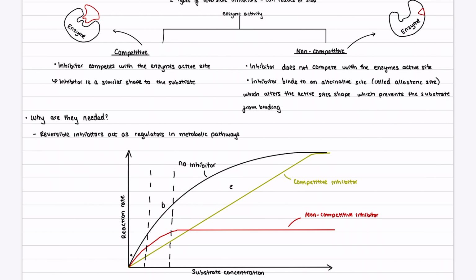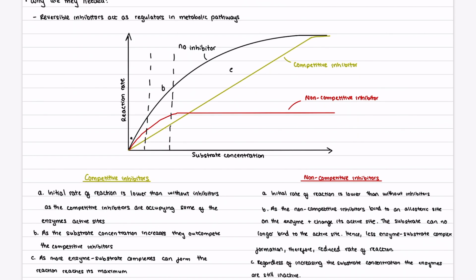So you may be wondering, why are inhibitors even needed if they just slow down enzymes' activities? As with anything, inhibitors are there to act as regulators in metabolic pathways. The graph shows you the rate of reaction against substrate concentration. This line shows you the rate without an inhibitor. This line is with competitive inhibitors, and this line is with non-competitive inhibitors.